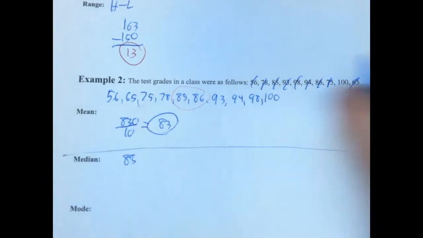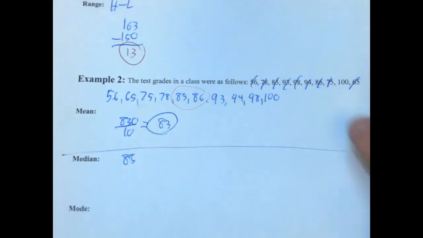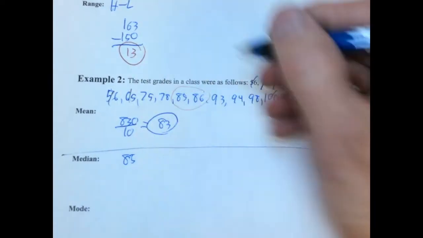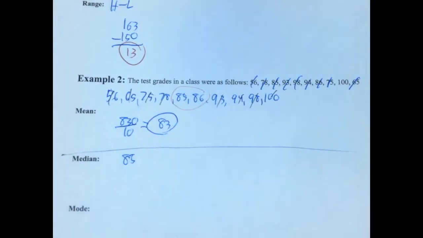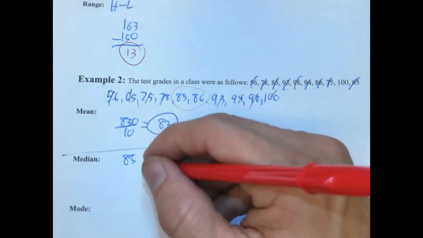I'll show you that strategy since it's so often used. What happens, oftentimes, you'll see students doing this. They'll say low, high, low, high, low, high, low, high. And that leaves them with the two middle numbers. It's useful if there's a lot of numbers.